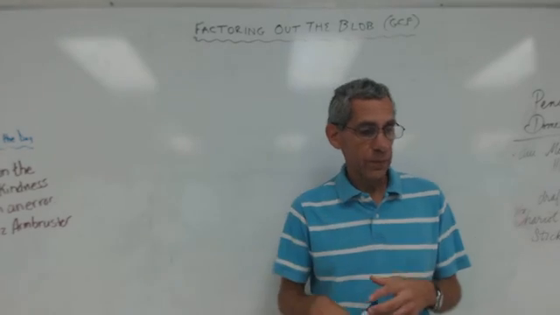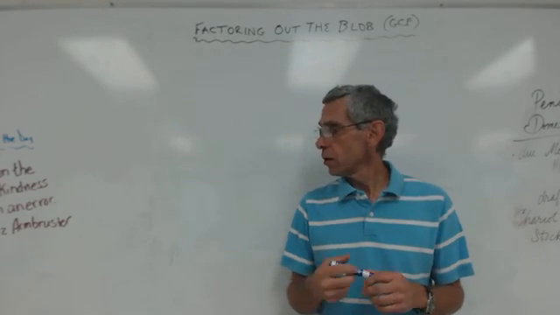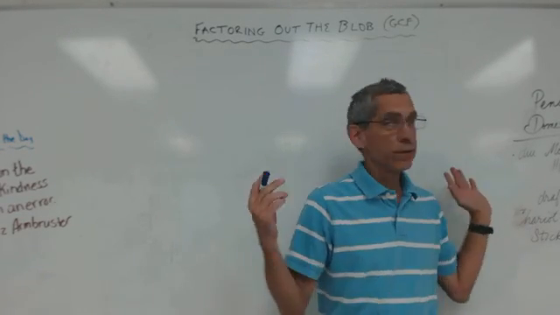I should mark this: Factoring out the blob, GC. I just know I have to be careful with all this writing.